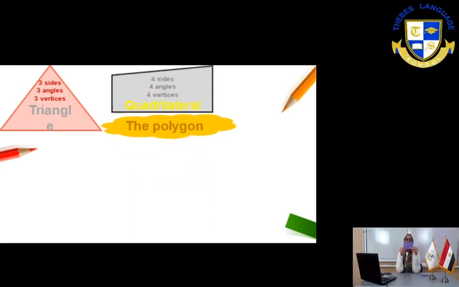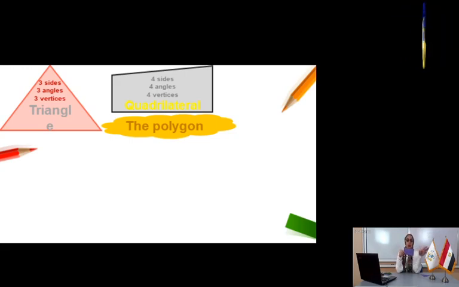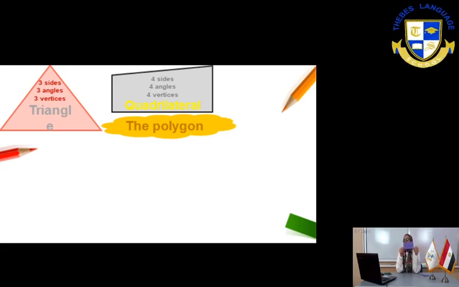The next polygon will be the quadrilateral. What is the meaning of quadrilateral? A quadrilateral is any polygon that has 4 sides, like rectangle, square, rhombus, trapezium, parallelogram. All these polygons, we call quadrilaterals. So the quadrilateral has 4 sides and 4 vertices and also 4 angles.